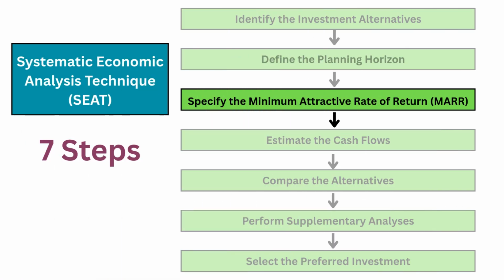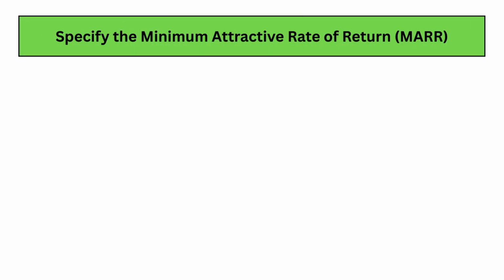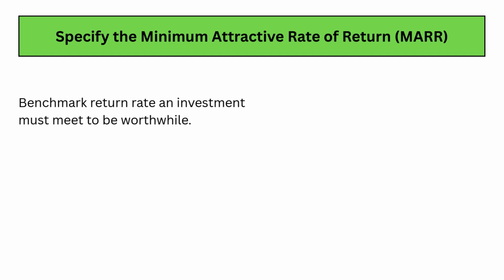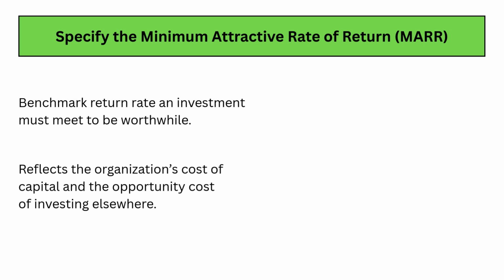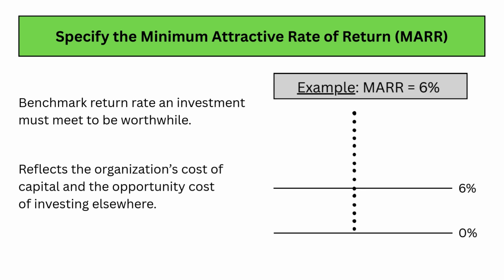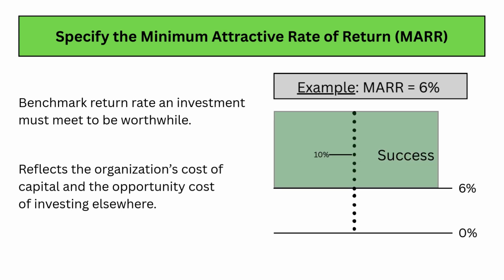Step 3. Specify the minimum attractive rate of return, MARR. The MARR sets the benchmark return rate an investment must meet to be worthwhile. It reflects the organization's cost of capital and the opportunity cost of investing elsewhere. Back to the MRI scenario, the hospital sets its MARR at 6%. If the MRI project delivers 10%, it clears the hurdle. If it delivers 4%, it fails.